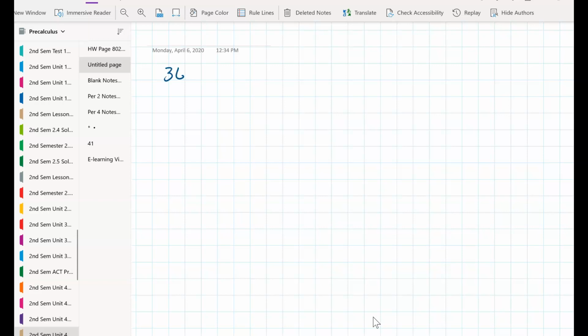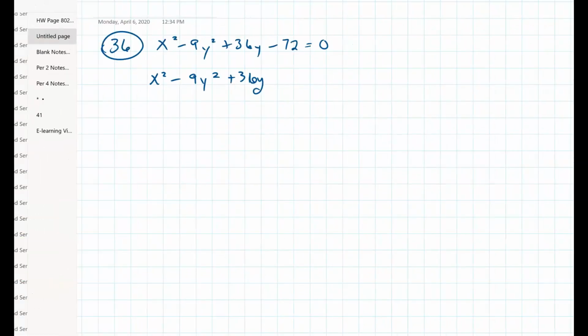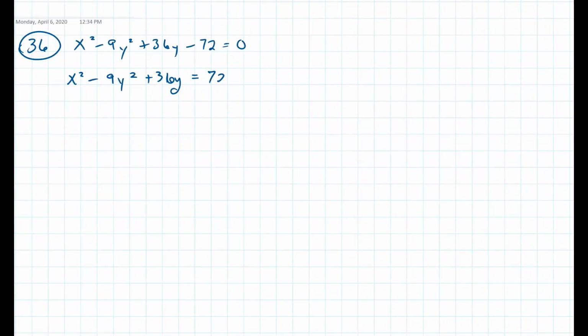At number 36, you're given this equation, x squared minus 9y squared plus 36y minus 72 is equal to 0. Well, the cool thing is we group by variables, and they're already grouped for us. So we're going to go x squared minus 9y squared plus 36y equals, and we move the constant over, just like we do with any completing the square. Notice there is no other x to the first variable, so we do not have to worry about doing completing the square with x squared.